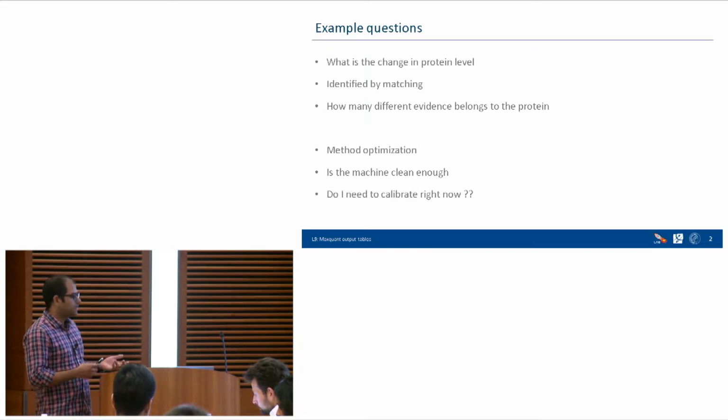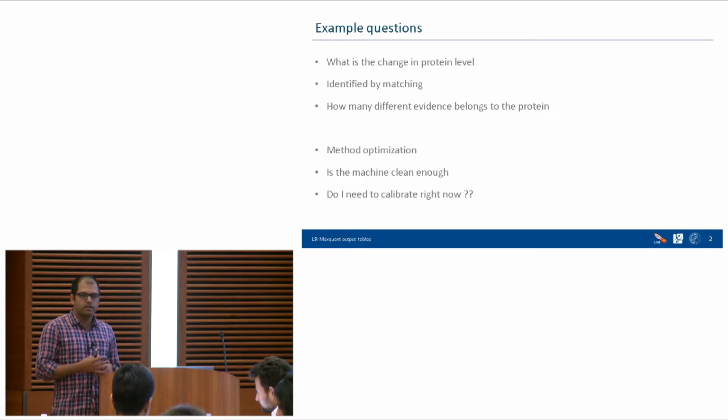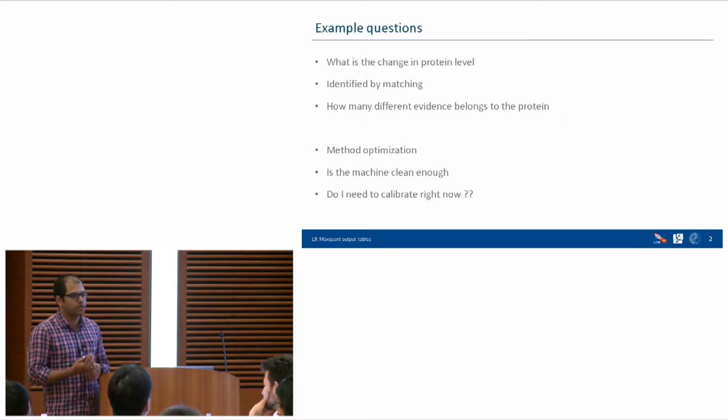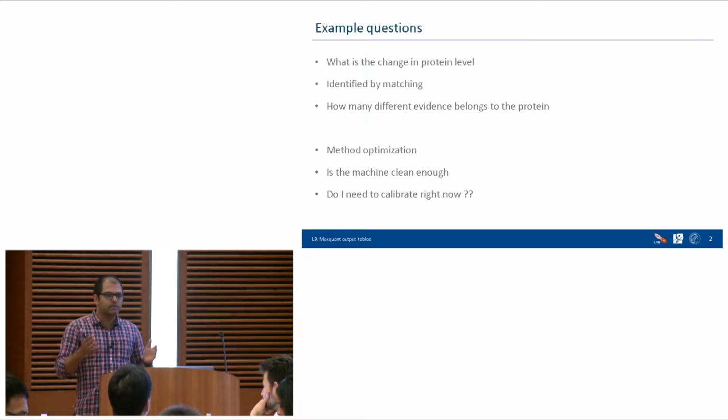And actually sometimes, let's say you have a larger cohort study and it's running, and it's scheduled to calibrate the machine, you can have a look and see, do we need to calibrate or can we just postpone it? This can be done by just looking at output tables, not even from a QC sample, but also from the regular sample runs.